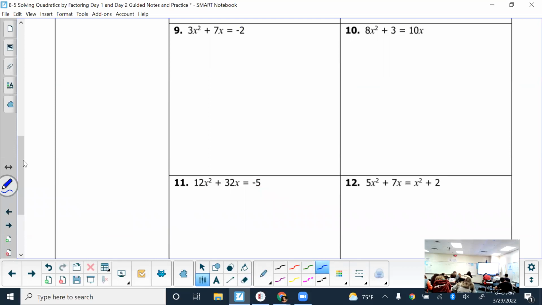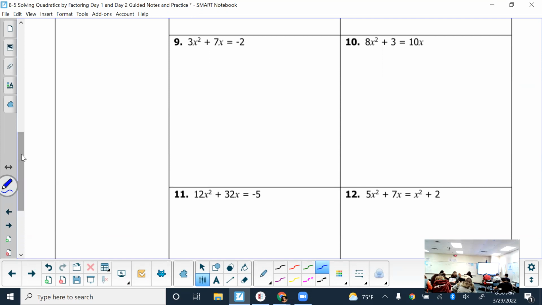So it's equal to 10x. Would it be easier to move 2 terms to the right or 1 term to the left? One term to the left, work smarter, not harder. So how can I make 10x become 0? Subtract it. And whatever you do on one side of the equal sign, do to the other side.